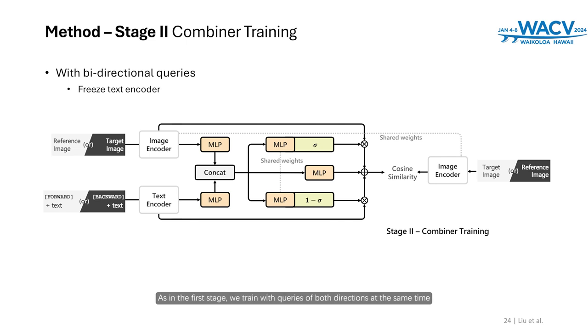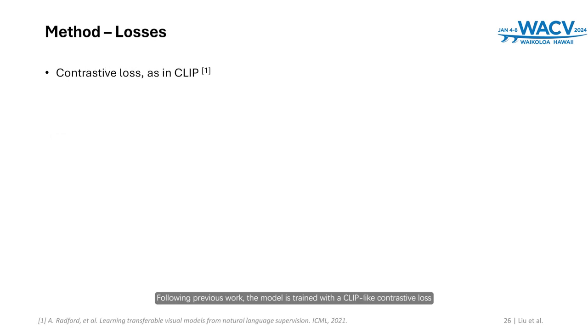As in the first stage, we train with queries of both directions at the same time. And at this stage, there's no need to distinguish whether a query is forward or reversed in the implementation, because the model processes them in the same way. Therefore, we don't have to change anything to the training pipeline or the model. Following previous work, the model is trained with a CLIP-like contrastive loss.